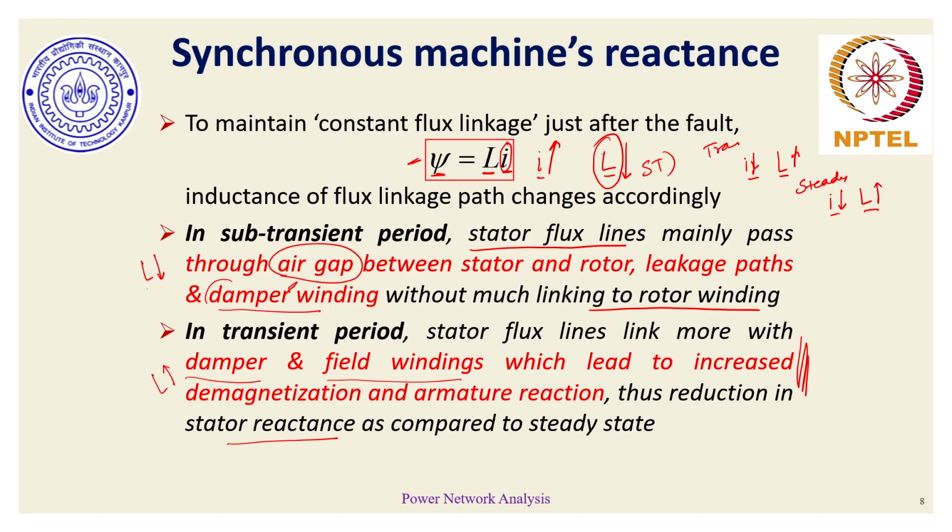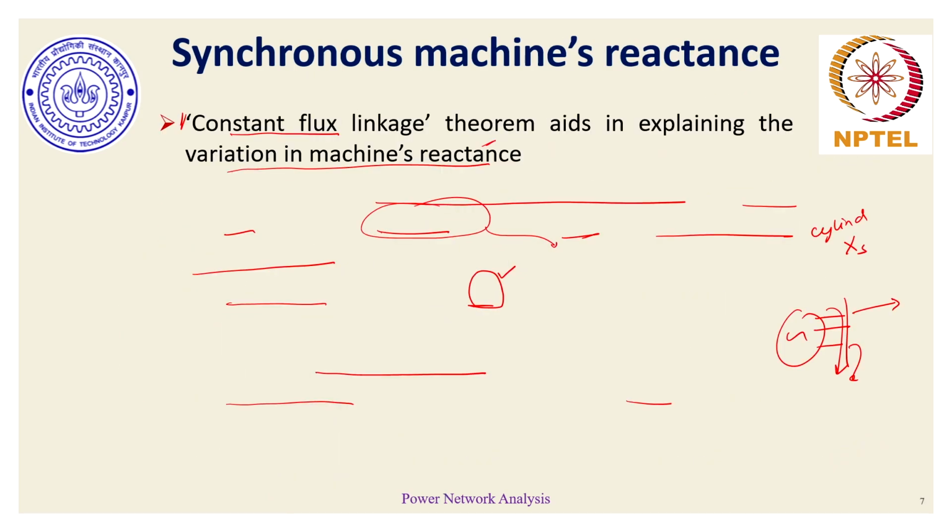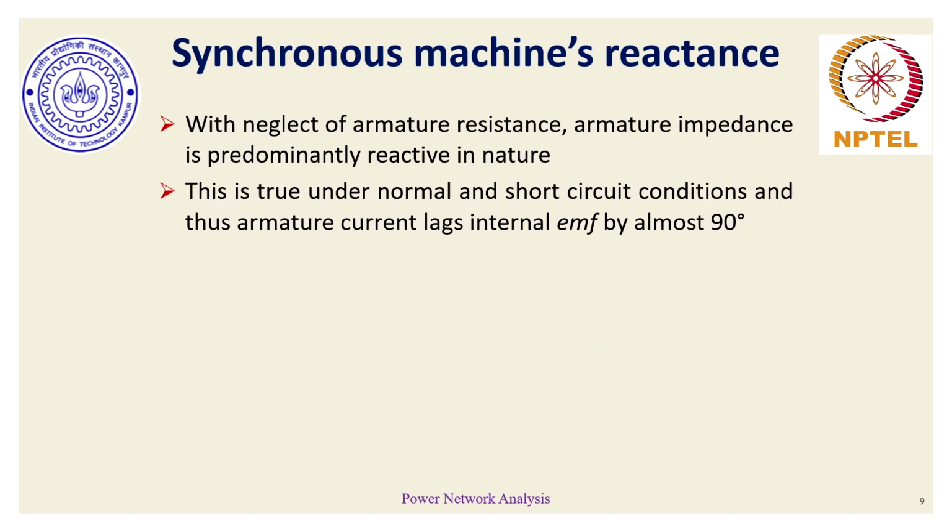So that is the overall essence, or basic reason, behind why synchronous machine reactance does have variation. We still have not discussed why the current would have this particular behavior as shown in slide 6. So we'll take up that probably in the next lecture.